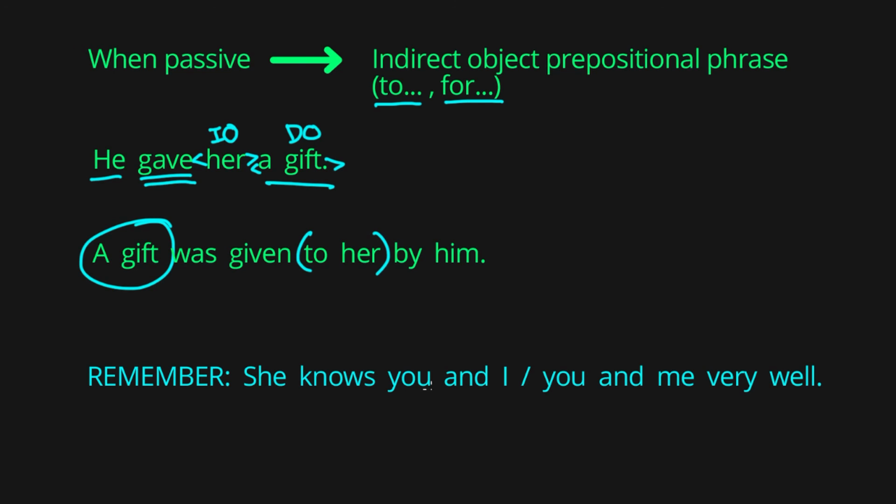So let's try this example here. She knows you and I or you and me very well. Now, knows is our verb. Who knows? She knows. And either you and I or you and me, one of these is going to be our direct object. But which one? Well, because it's acting as the direct object, it takes the object case in the pronoun charts that we looked at earlier. So you and me is the correct pronoun reference here. You and me. You and me.